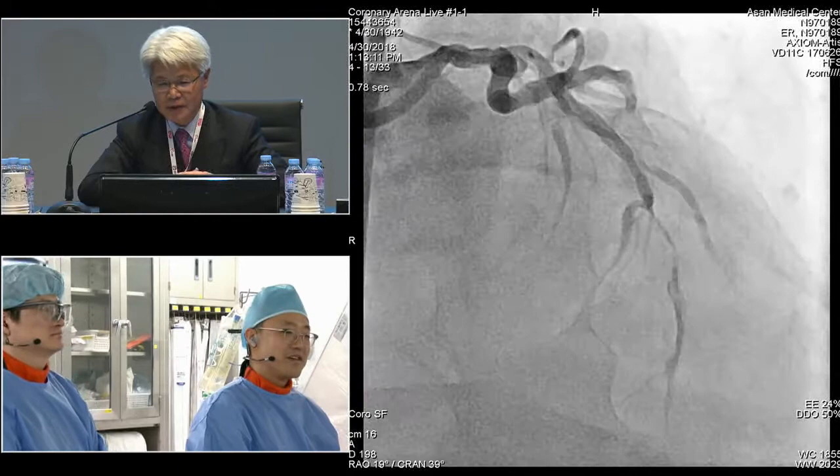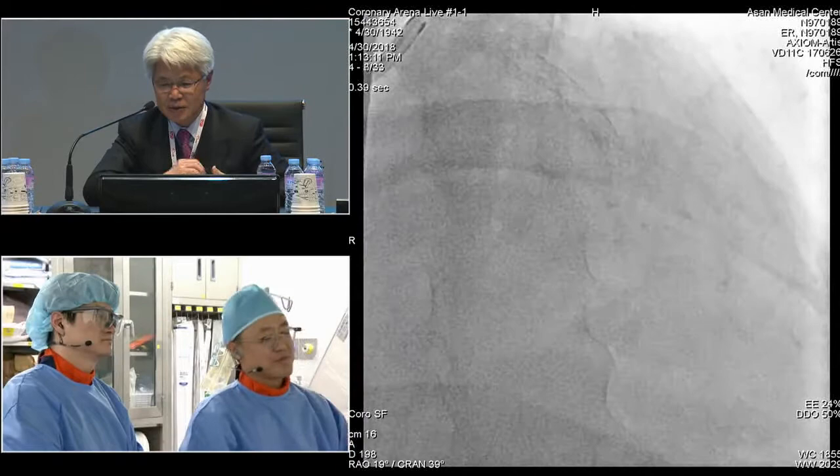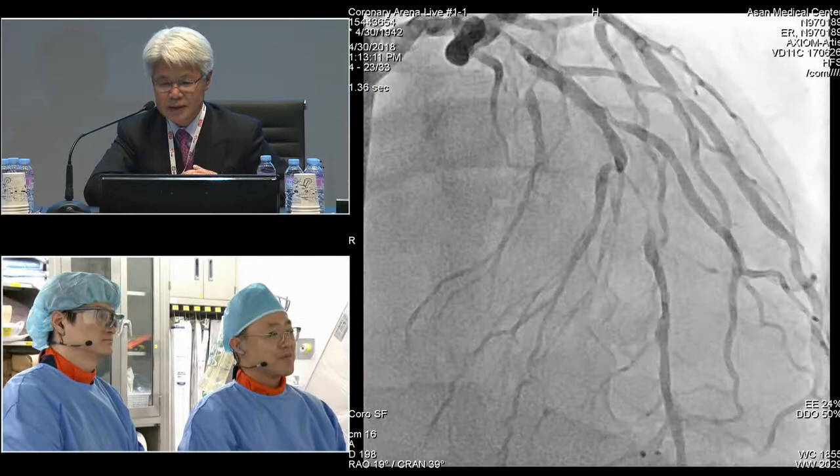And also, as you said, at the proximal diagonal branch there is some disease, and within the in-stent proliferation, the angle is very narrow, and there might be some risk of occlusion if you simply dilate within the stent.